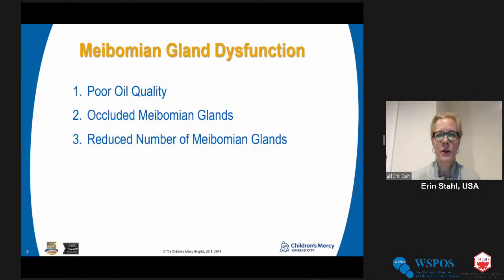So there are three main problems that can occur with the meibomian glands, which all fall under the category of meibomian gland dysfunction. We can have poor oil quality, we can have occluded meibomian glands, and then we can have a reduced number of meibomian glands.